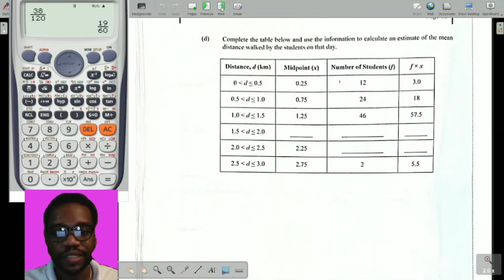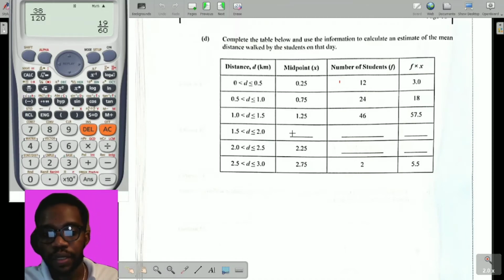Let's go to the next page. It says complete the table below using the information to calculate an estimate of the mean distance walked by the students on that day. Alright, fair enough. Now, if you look here, you have the distance, the midpoint, the number of students, and you have fx.